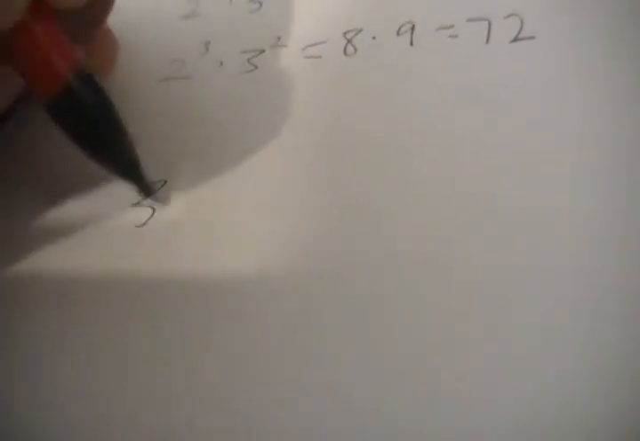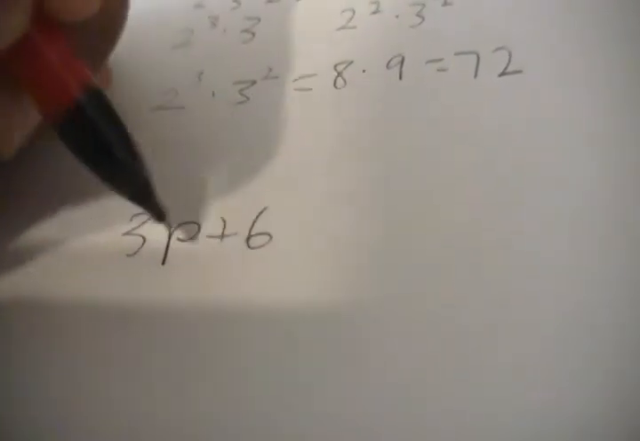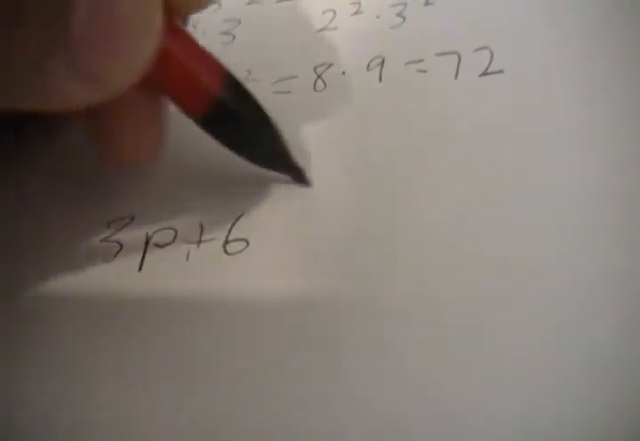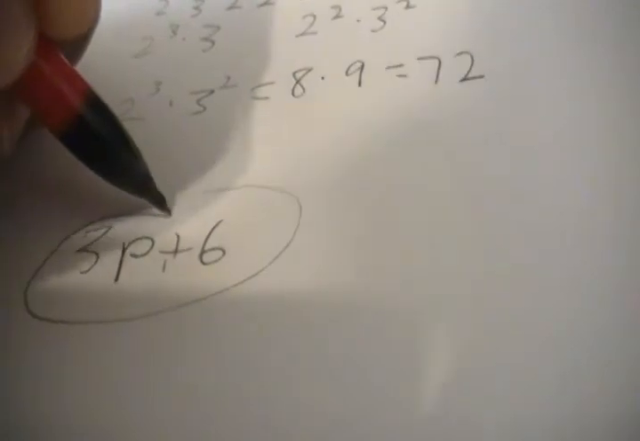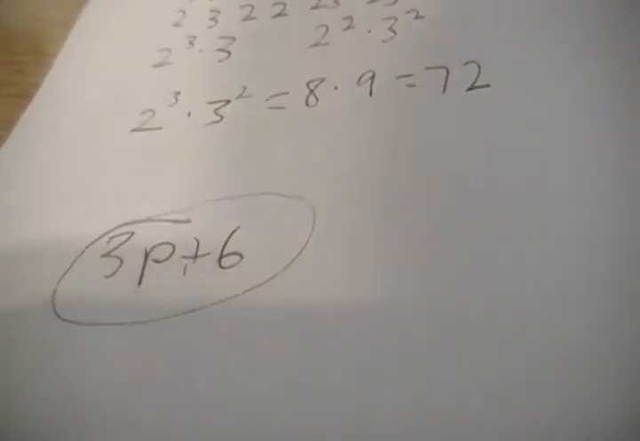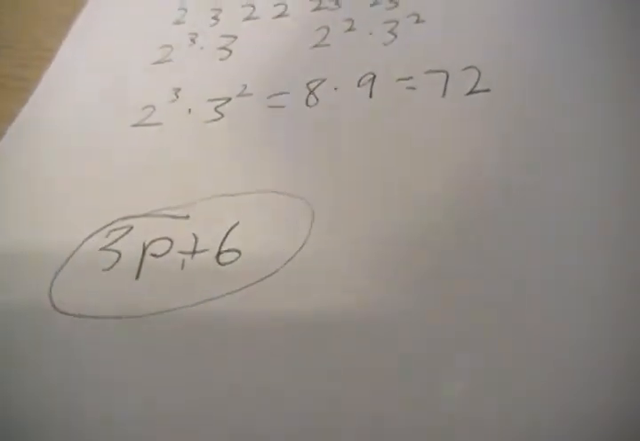Alright, let's move on to simplifying variable expressions. Variable expressions are what we call, for example, 3p plus 6. We have a variable here, and this whole thing is an expression. Now we're going to have longer expressions, and we're going to see if we can simplify them.